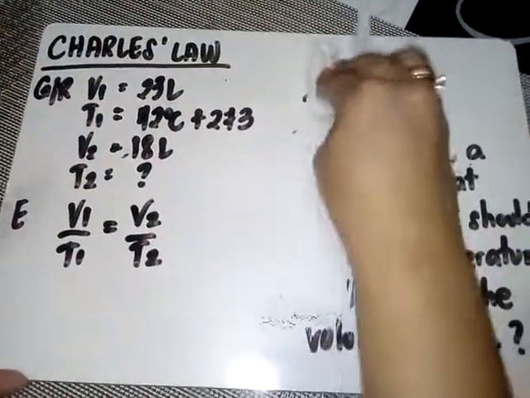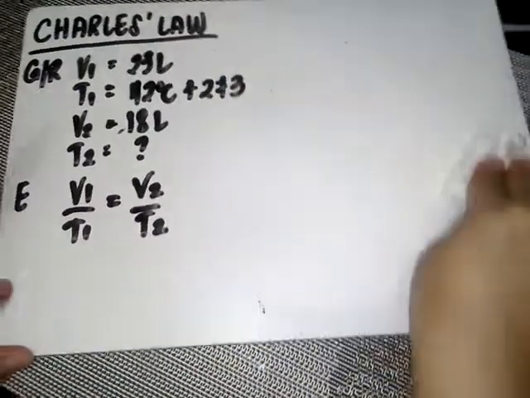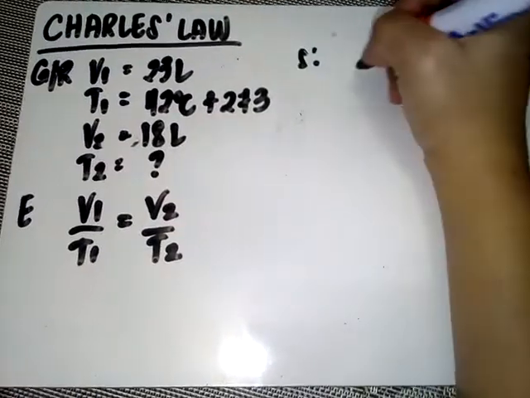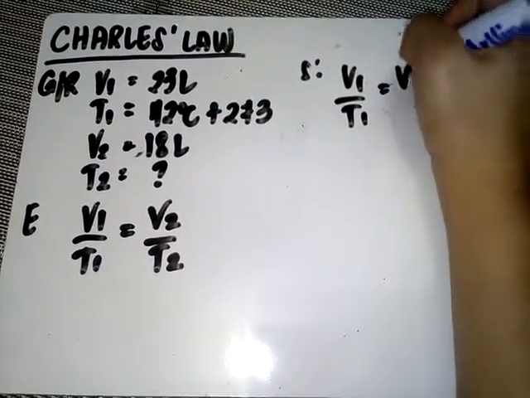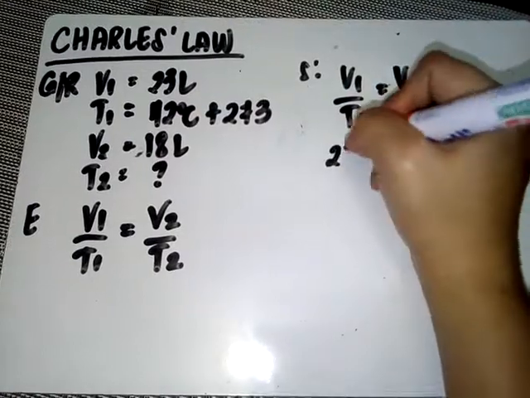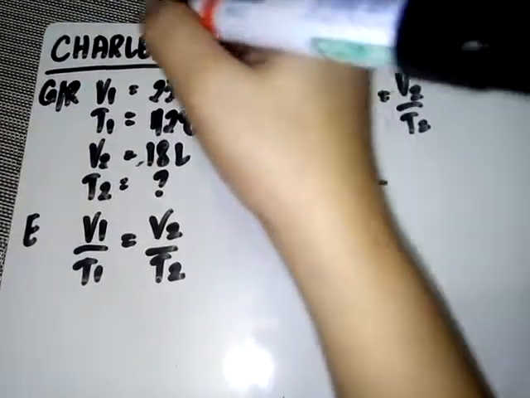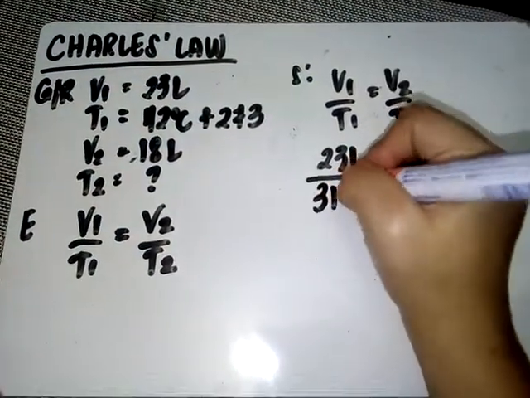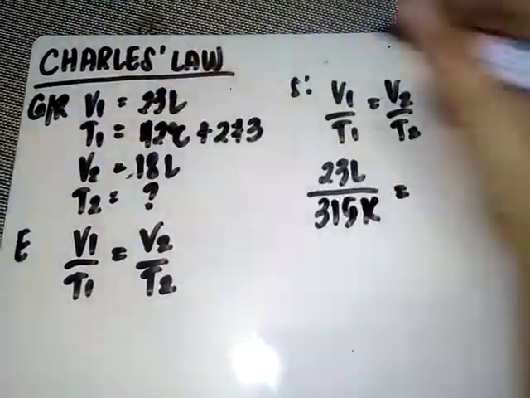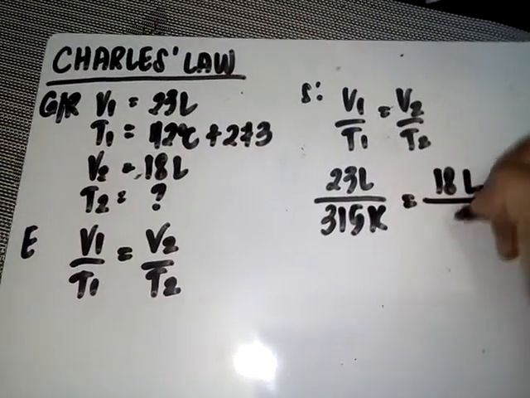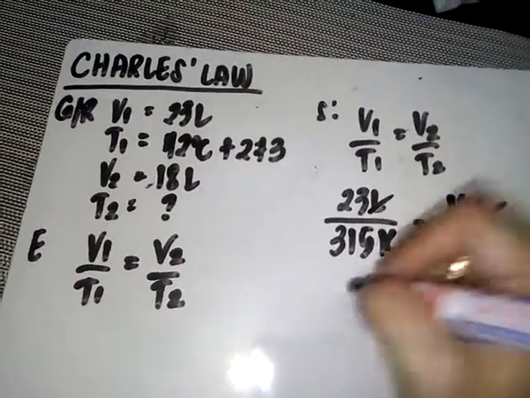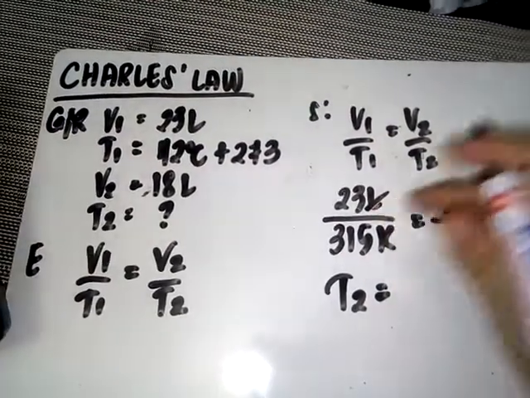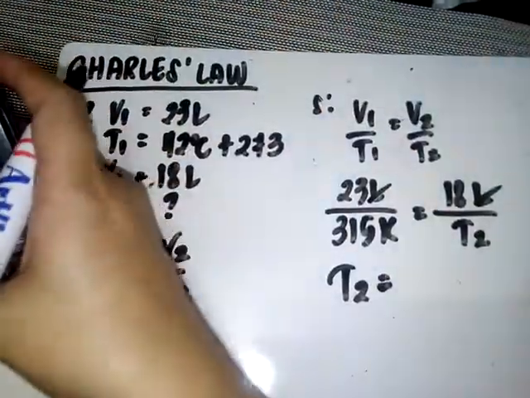Alright? So let's now start our solution. So again, this is just substitution. So our solution would be V1 over T1 equals V2 over T2. So that would be 23 liters over 42 plus 273 is 315 equals 18 liters over T2. Liters cancel. So your T2 will be in Kelvin.